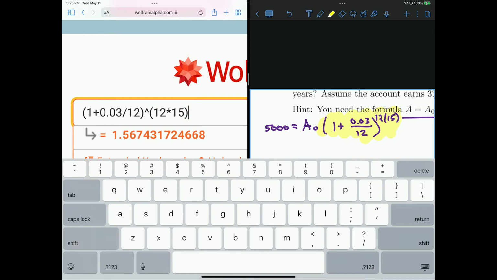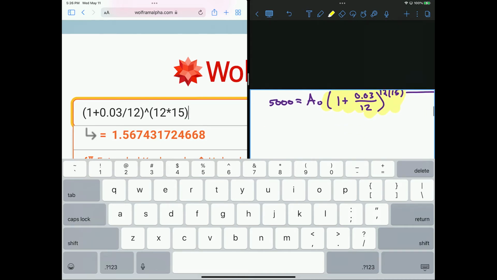So you can see there that that's 1.5674, etc. I'm just going to go ahead and write that out. A0, 1.567443, etc. Big number, but I'll just stop it there.